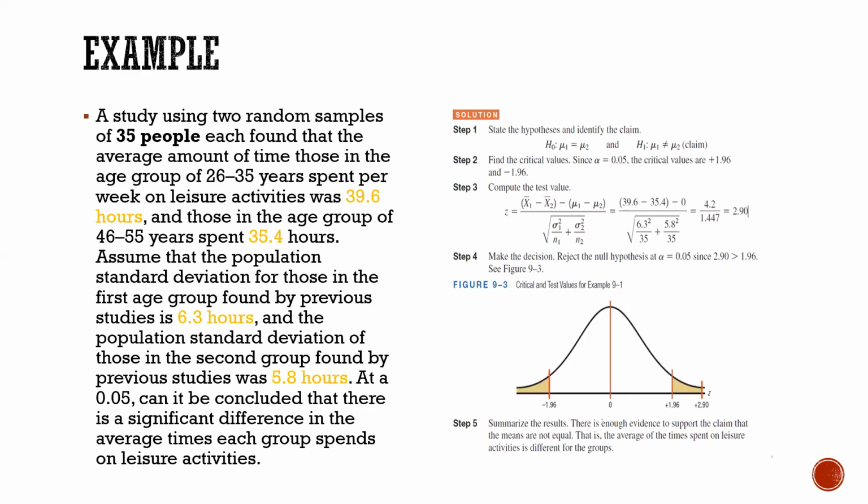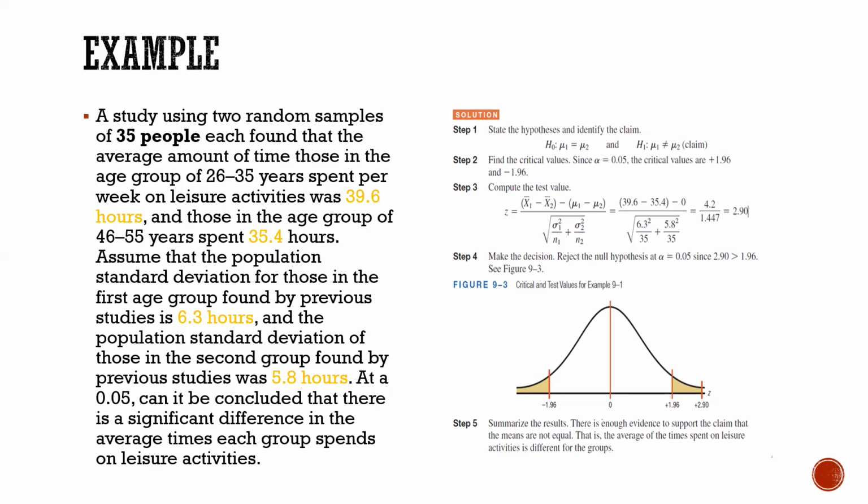So here is an example with the solution. There is a study using two random samples of 35 people each. It found that the average amount of time those in the age group 26 to 35 years spent per week on leisure activities was 39.6. This is X1, and those in the age group of 46 to 55 years spent 35.4. This is X2. Assume that the population standard deviation for the first group is 6.3. This is the standard deviation for population 1, and the standard deviation for population 2 is 5.8. And alpha is 0.05.